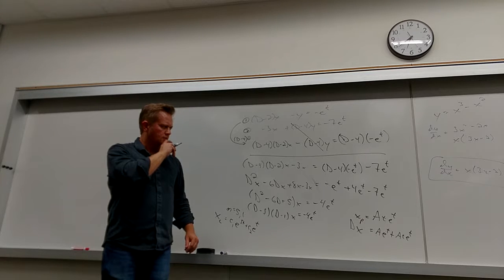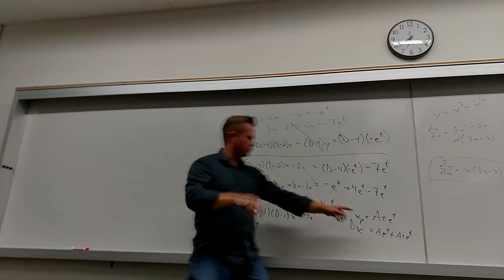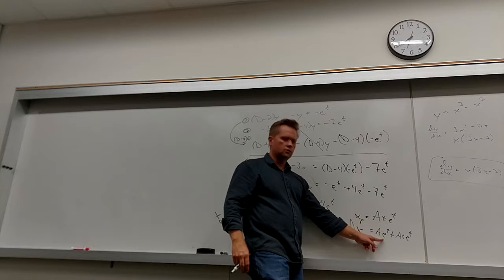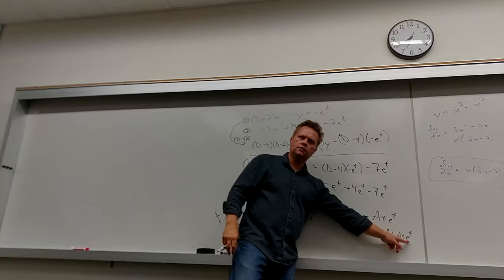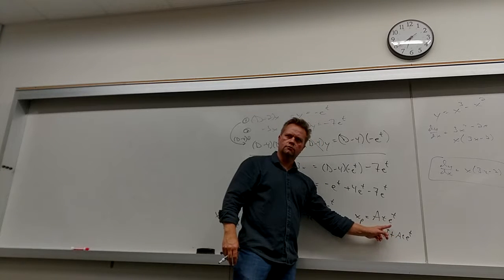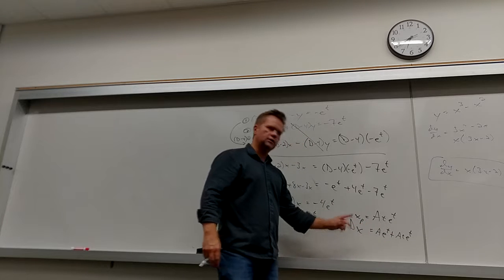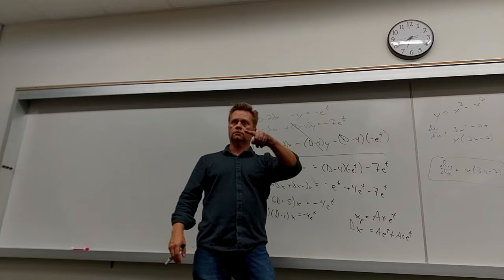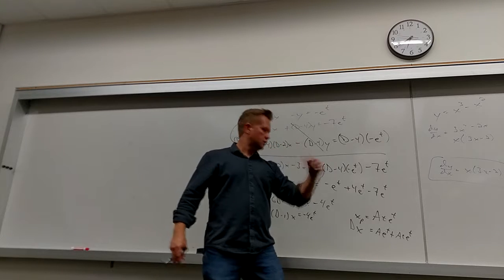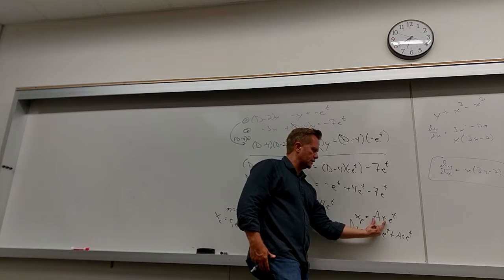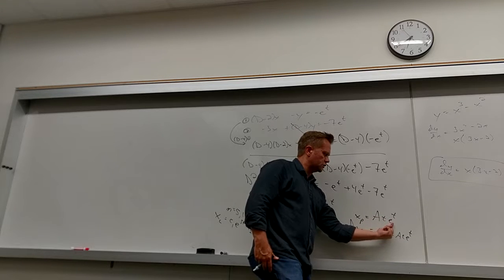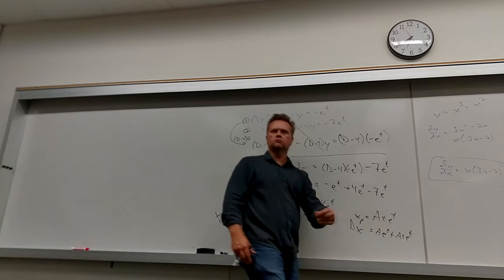How'd you get A t e to the t? So it's a product rule, right? Derivative of t is 1, and the derivative of e to the t is e to the t. So each of these gets a term. Because what does d mean? It's d by dt throughout this whole thing. So this is a product. Derivative of A t is A times e to the t. Then A t times, what's the derivative of e to the t? e to the t. Good old product rule.